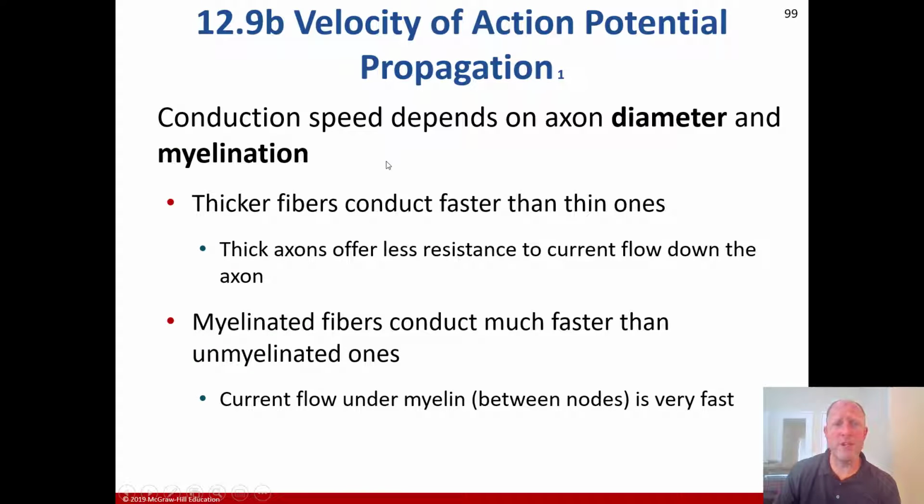As far as conduction speed, it is dependent upon the axon diameter and myelination. So if there's more myelination or a wider diameter, there's greater speed. Thicker fibers conduct faster than thin ones. Thick axons offer less resistance to current flow down the axon. And myelinated fibers conduct much faster than unmyelinated ones, with current flow under the myelin between the nodes being very fast.